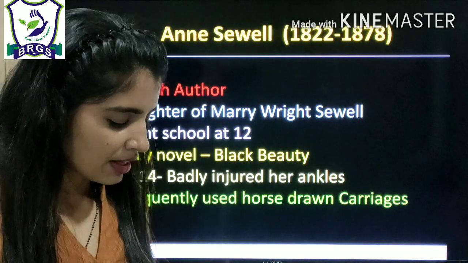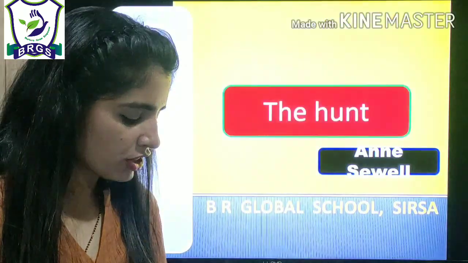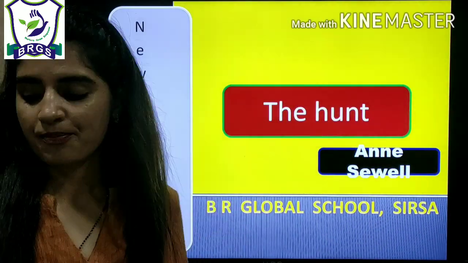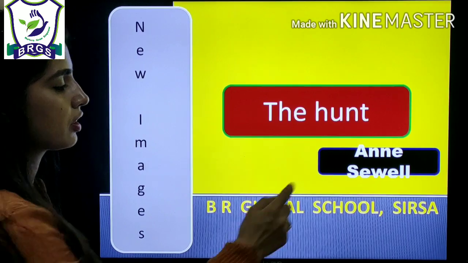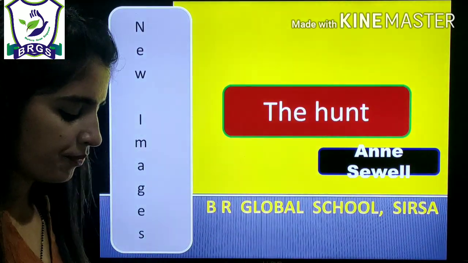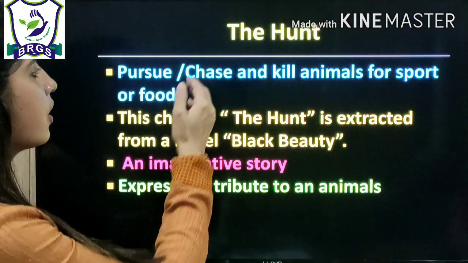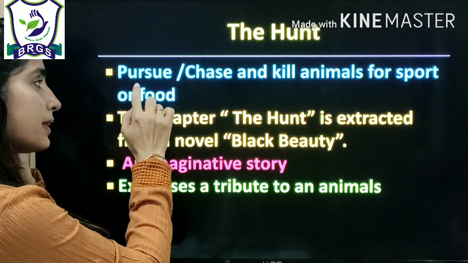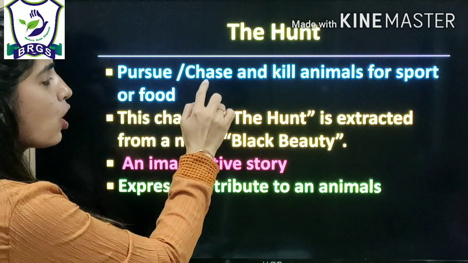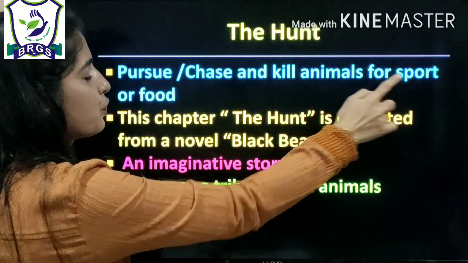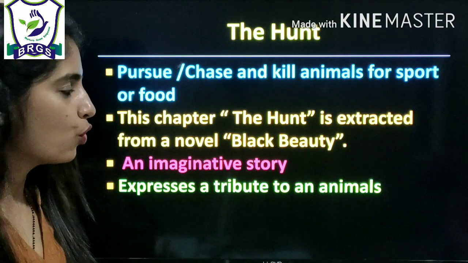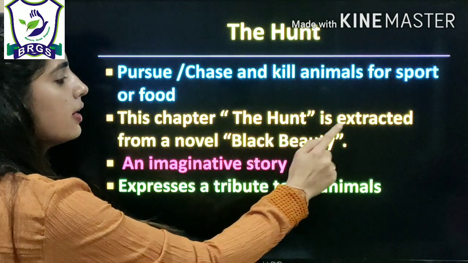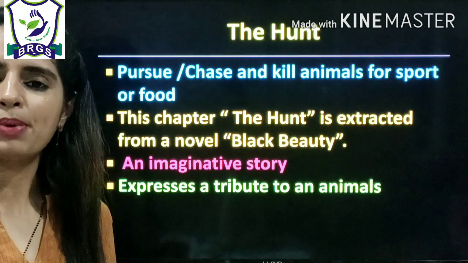And this is all about our first chapter, that is The Hunt by Annie Sewell. What is the hunt? Let's talk about it. Hunting basically is to pursue or chase and kill animals for sport or food. This chapter, The Hunt, is extracted from a novel, Black Beauty.